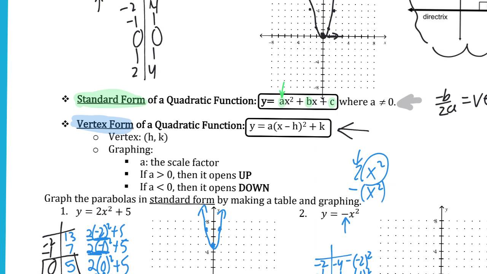The a will tell you if it's happy or sad. It'll also be the scale factor. If it's positive, it opens up. If it's negative, it opens down. So those are the main features of it.